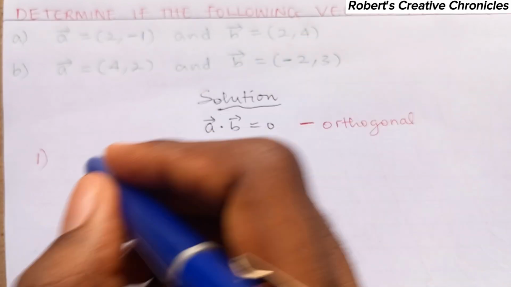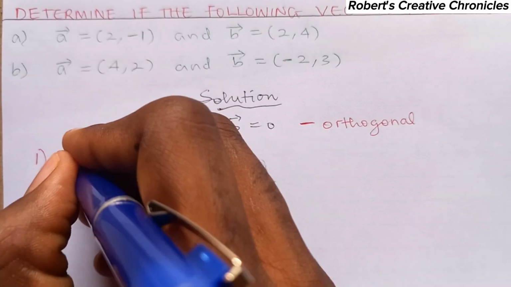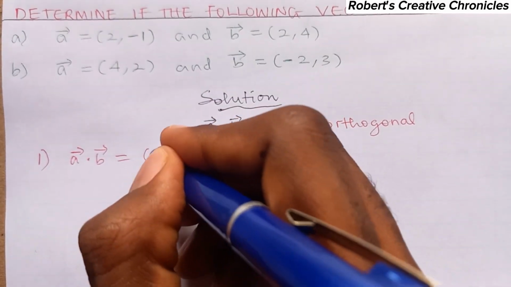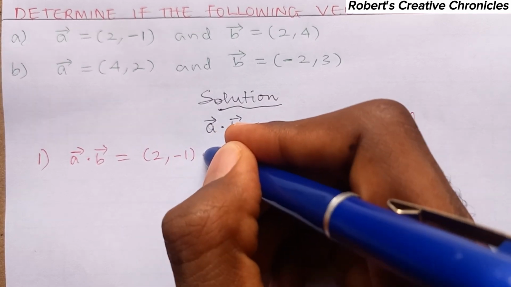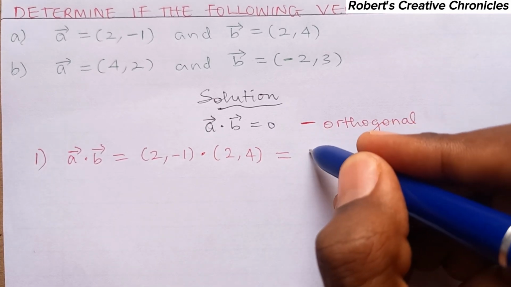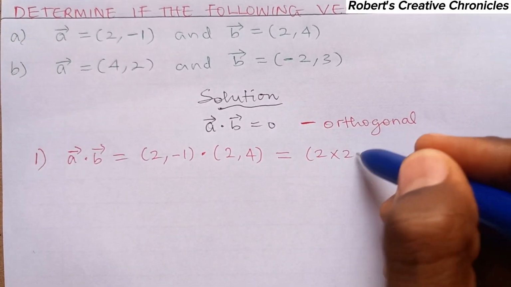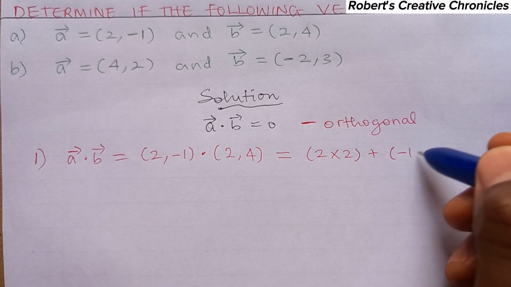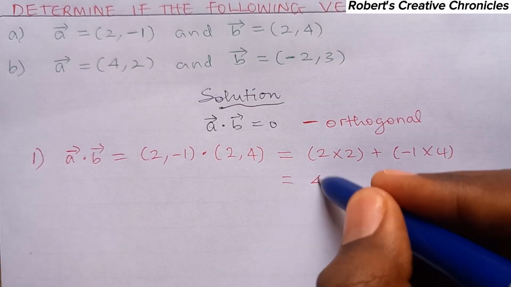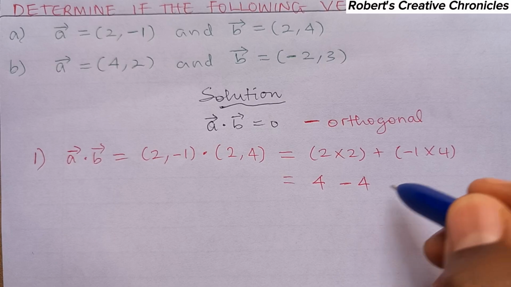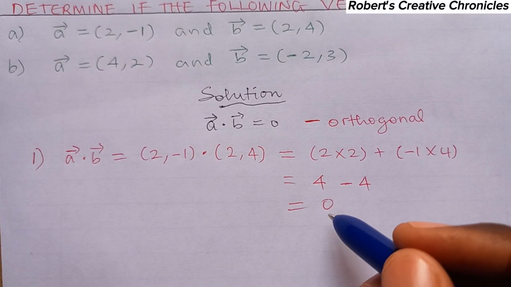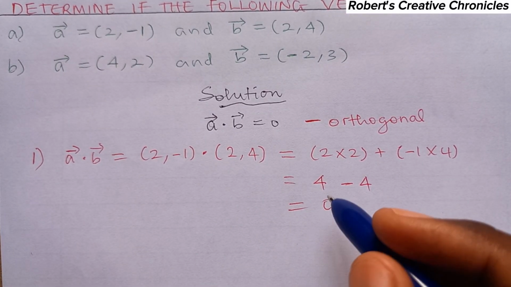So we'll find the dot product of this, which is the dot product of (2, -1) and (2, 4). So the dot product is 2 times 2 plus -1 times 4. So that means this is 4 minus 4, which is 0. So that means these two vectors are orthogonal since their dot product is 0.